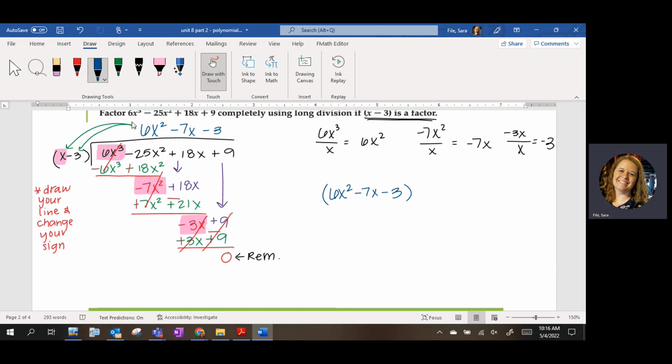And they ask us to write this, they say factor completely. So this is the quotient, and the factor that I took out was x minus 3. So this is a factored form of that polynomial. Y'all agree with that? If I were to multiply these back together, wouldn't I get back to the original dividend? Okay, so this is factored, but it is not completely factored because this is a quadratic and you can factor that further.